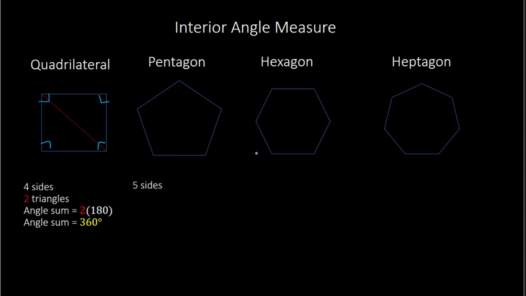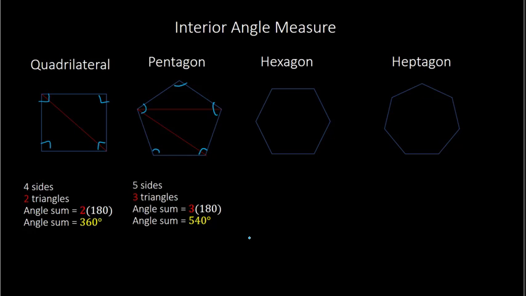Now what about a pentagon? With a pentagon, we have 5 sides. We can create 2 different diagonals like this. So what we've done is created 3 different triangles. Each triangle has 180 degrees, so 3 times 180 gives me 540 degrees. That means if I add all the angles of the pentagon together, they would add up to equal 540 degrees.